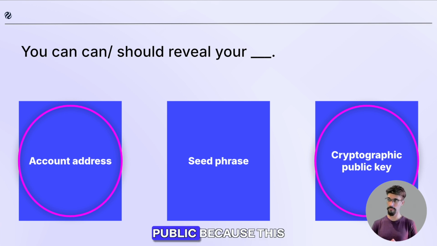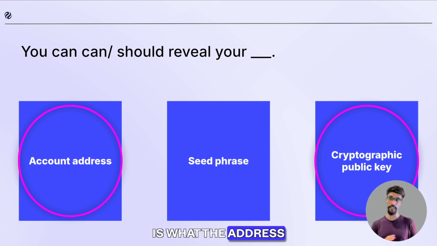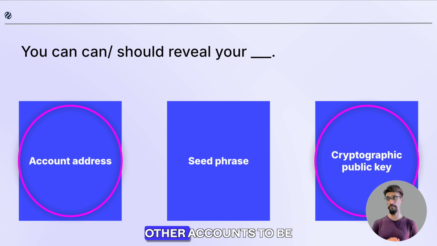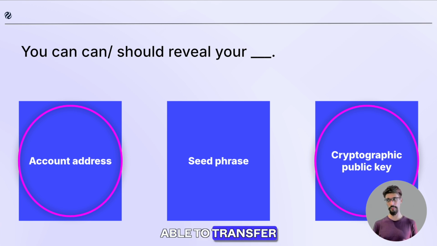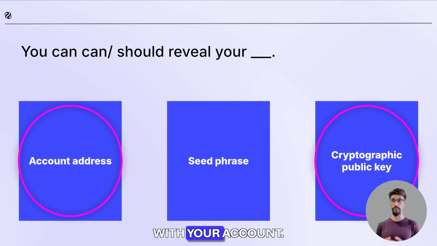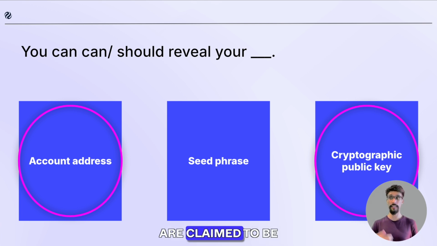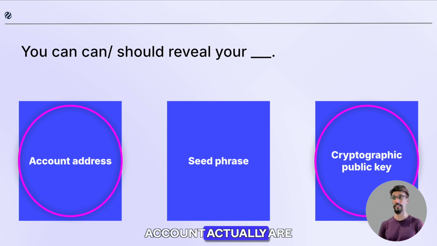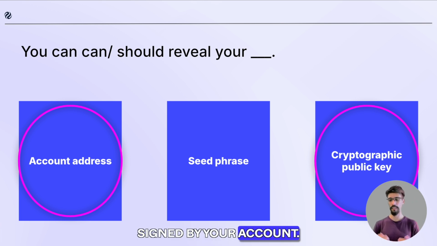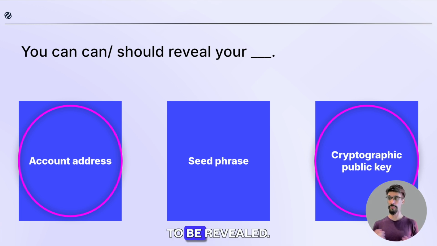Now, these are public because the address is needed for other accounts to be able to transfer or otherwise interact with your account. And the cryptographic public key is a way to verify that transactions that are claimed to be signed by your account actually are signed by your account. So those two are necessary to be revealed.